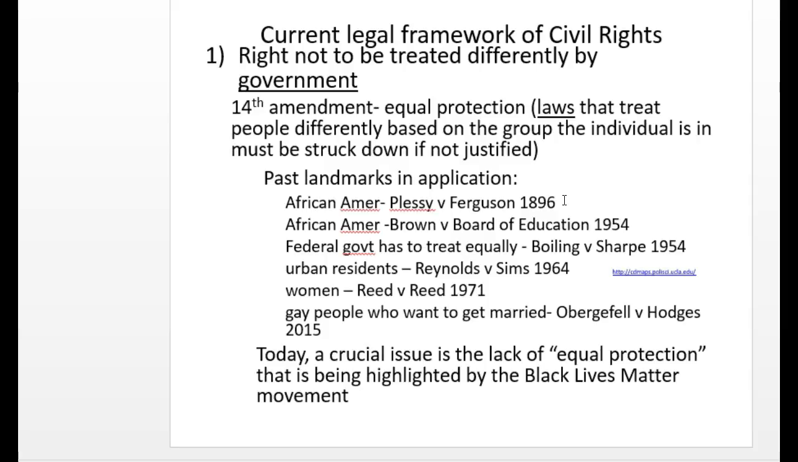Now, in the same year, there was another case called Bolling versus Sharpe, and in that year, the question came up: what about the federal government? Does the federal government also have to abide by the requirement to treat people equally under the law? The 14th Amendment, of course, says no state shall. And in this case, the issue was segregated schools in D.C.